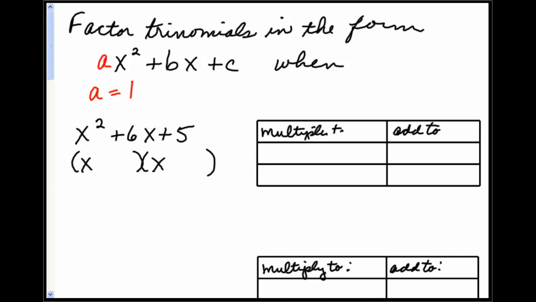Well, you're looking for two numbers that will multiply to 5, but they're going to add to 6. And the two numbers that work here are 1 times 5 is 5, and 1 plus 5 is 6. And those are the two numbers that will go inside the parentheses. And if you FOIL this out and check, you'll see that you get the original trinomial.